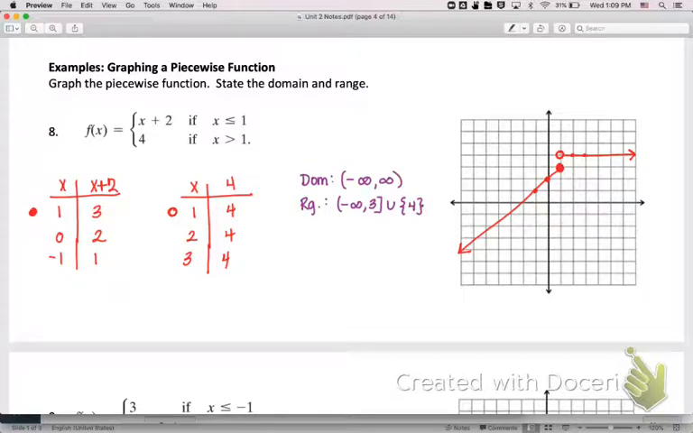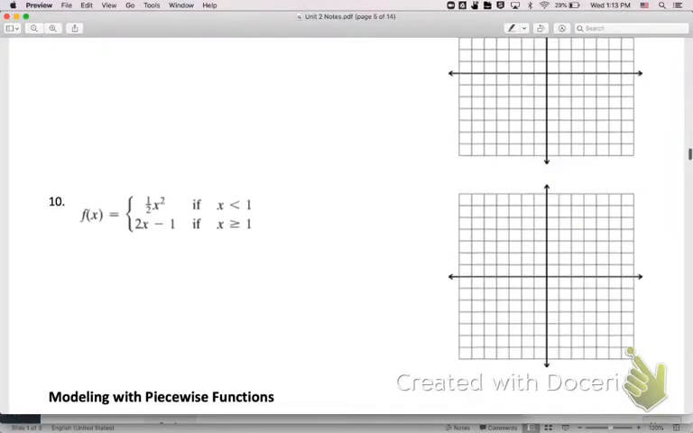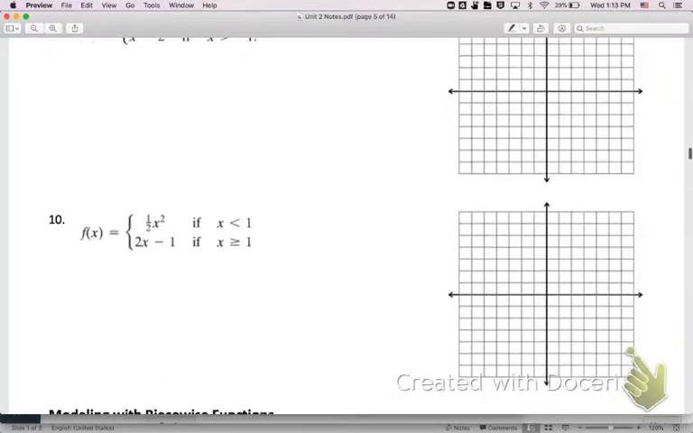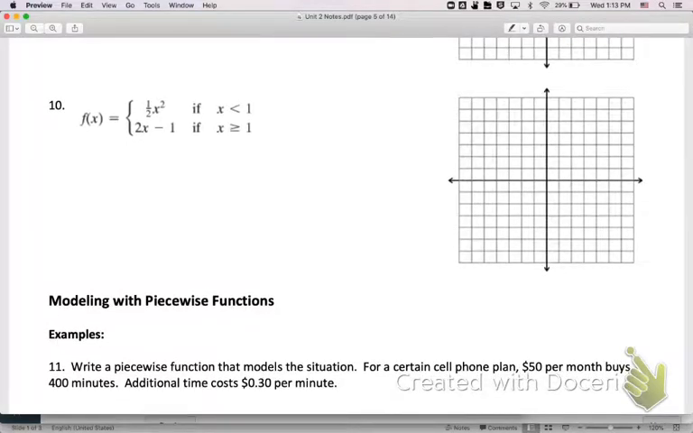Let's look at another one. Okay, let's do number 10. Number 9 is very similar to that one, but let's look at 10 because this one has some interesting pieces. Okay, so in a similar fashion, I want to graph each of these pieces. So I'm going to set up my table.